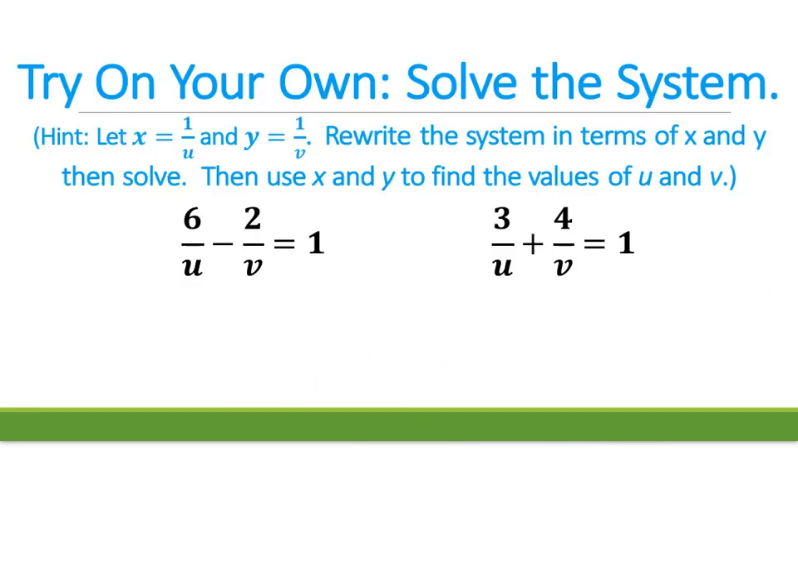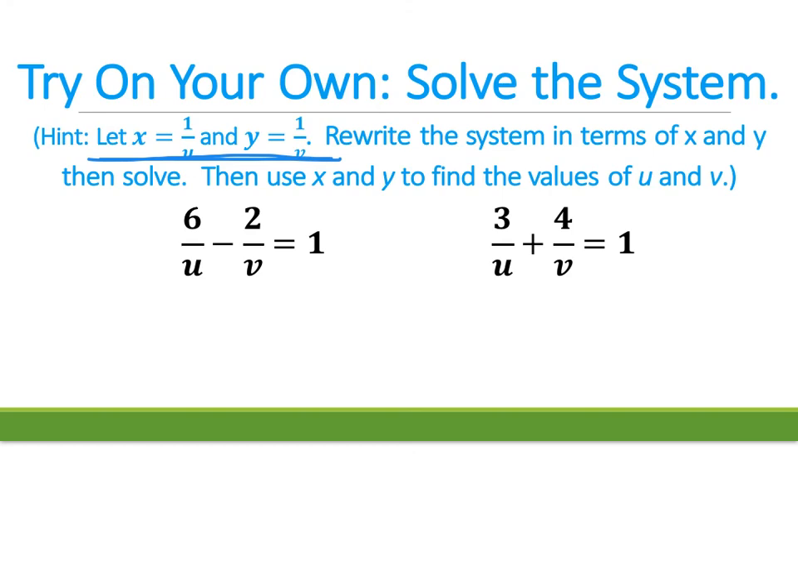This try on your own is super tricky, but there are problems like this in your practice, and there's problems like this on your test. So I wanted to make sure we're really good at it, and I would really love for you to try it on your own. So here's your hint. It says let x equal that 1 over u, and let y equal 1 over v. So we're going to rewrite the system in terms of x and y, then you'll solve it.